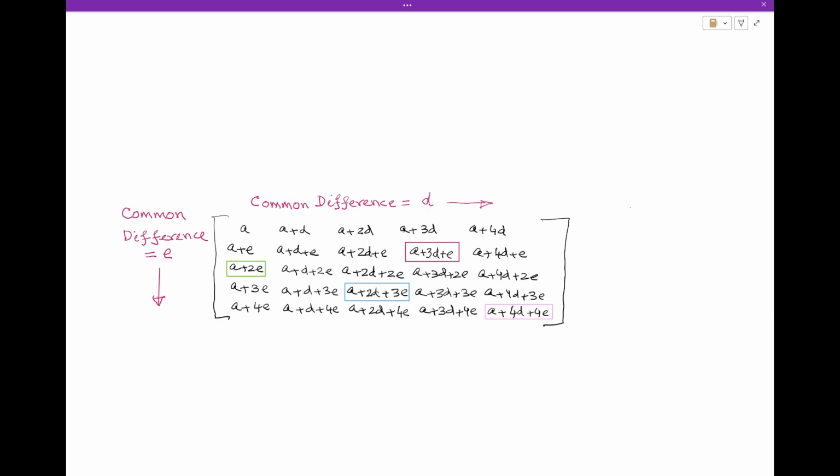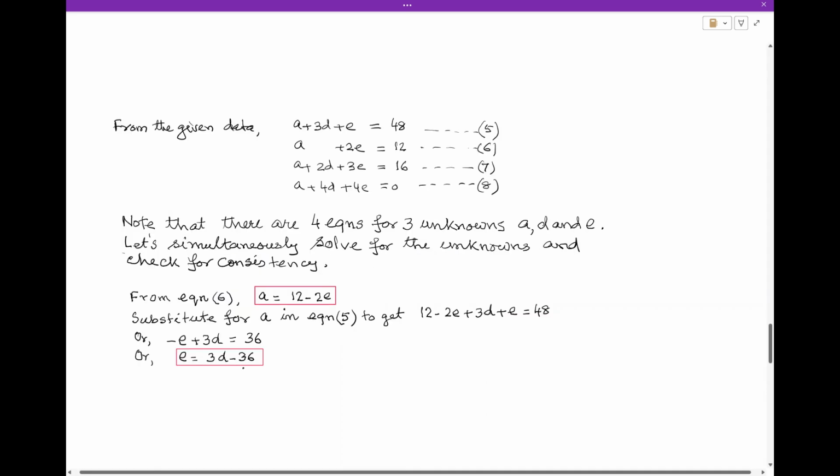In this depiction of the arrays, we have shown the known positions in small boxes. That is, we know the number here, we know the number here, we know the number here, we know the number here. As we had done before, we will equate the symbolic depiction of the known positions with the known numbers given.